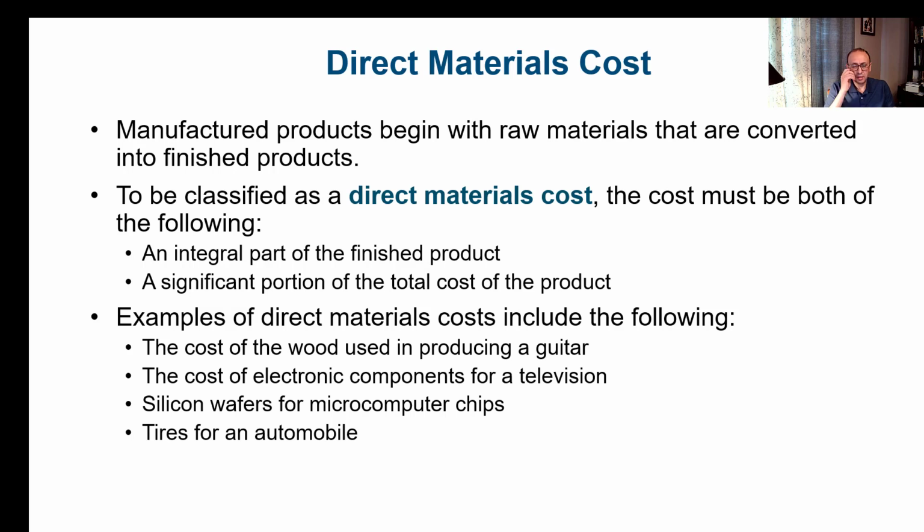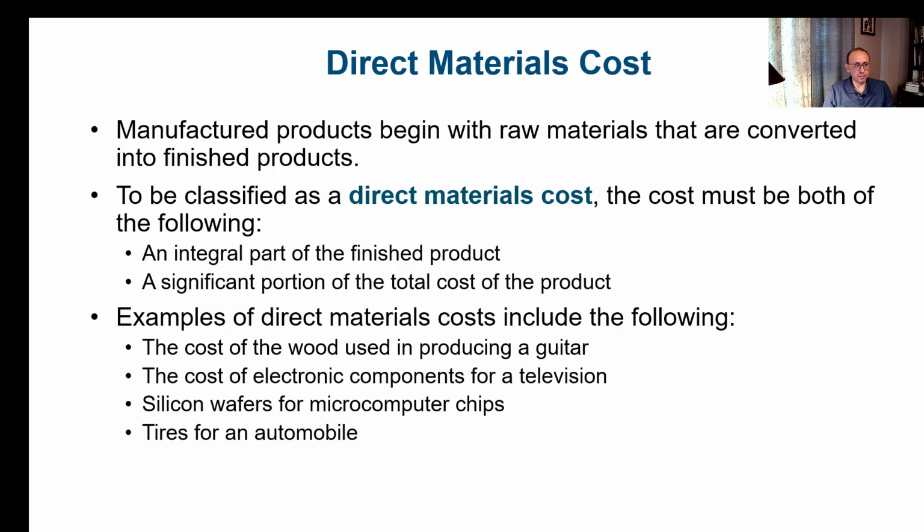If you think about it, the cost of the wood may be like 30 or 40% of the total cost of the guitar. But let's say it's something like 0.5% or 1%. In this case, we cannot really classify it as a direct material cost. So something, let's say the glue used. If the glue is only 1% or less of the total cost, then we don't consider that to be a direct material cost. So example of direct material costs include things like the cost of wood used in producing a guitar, which is for the example that we have been using.